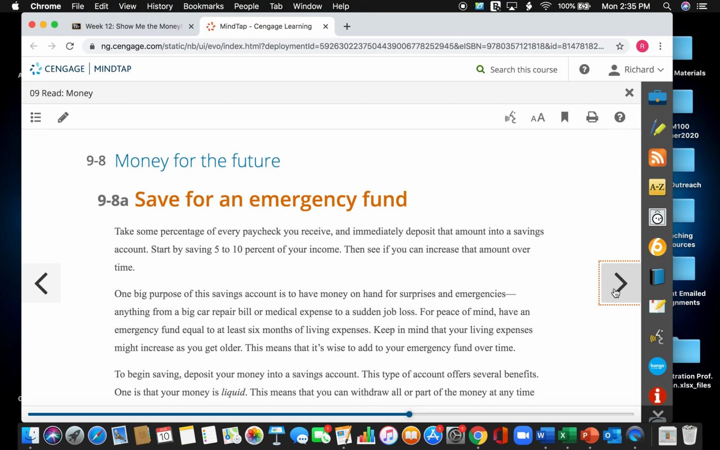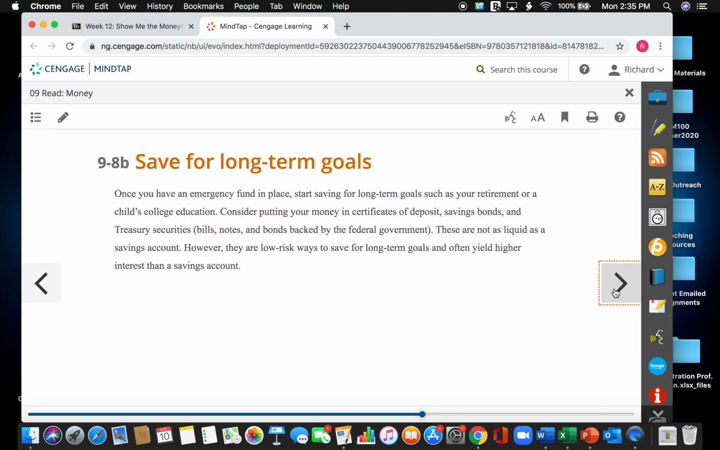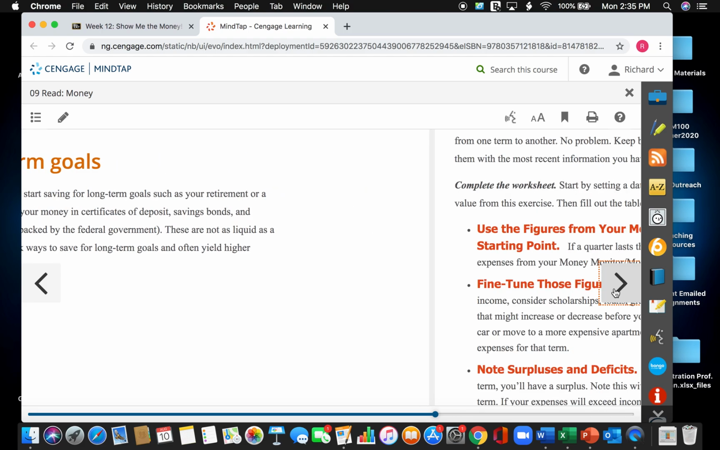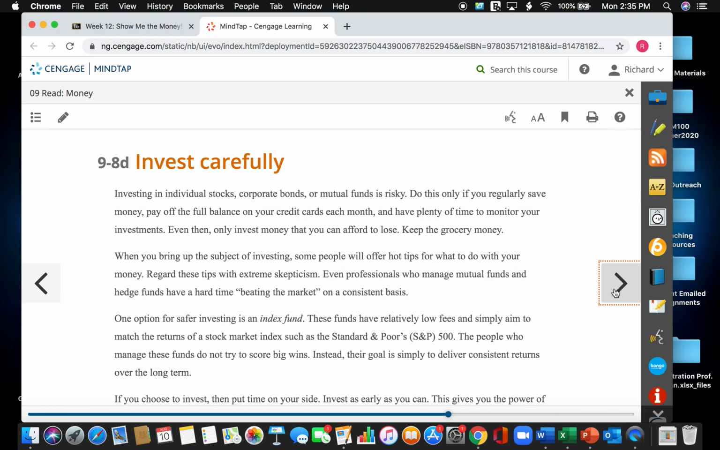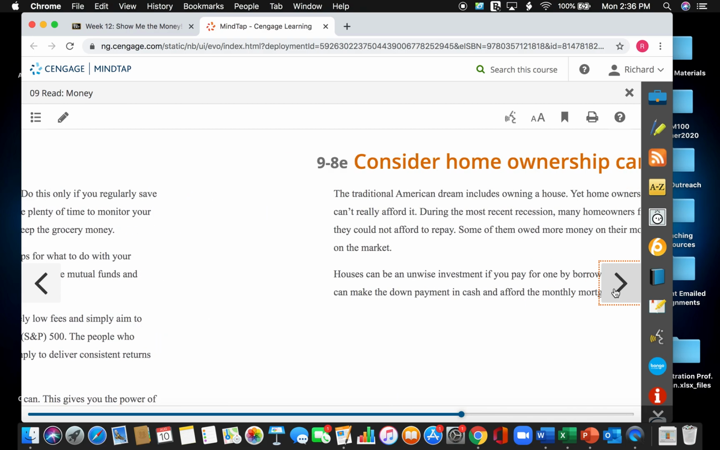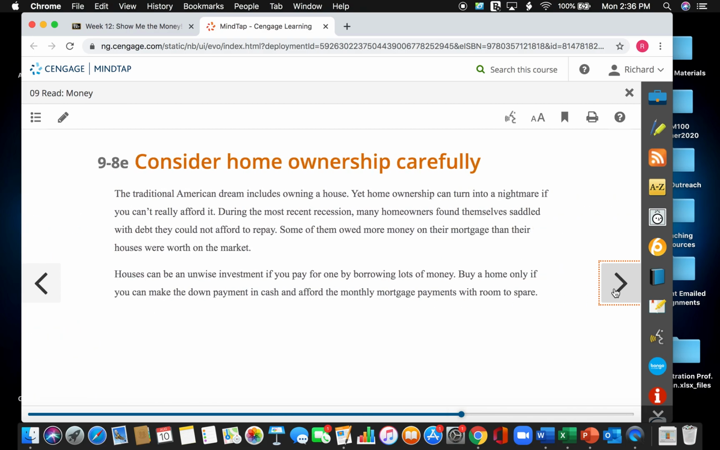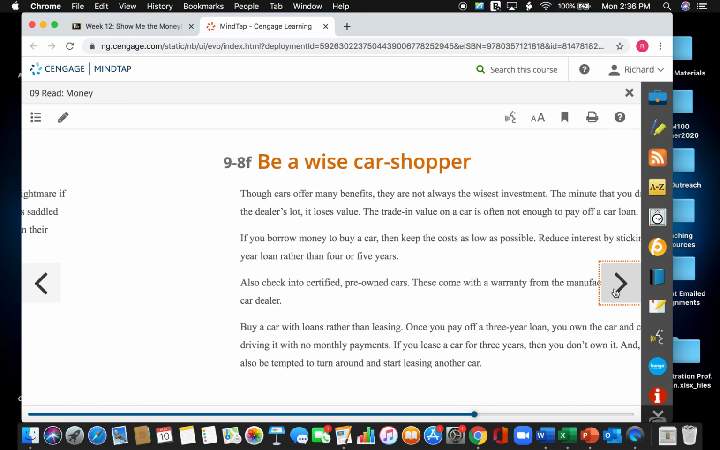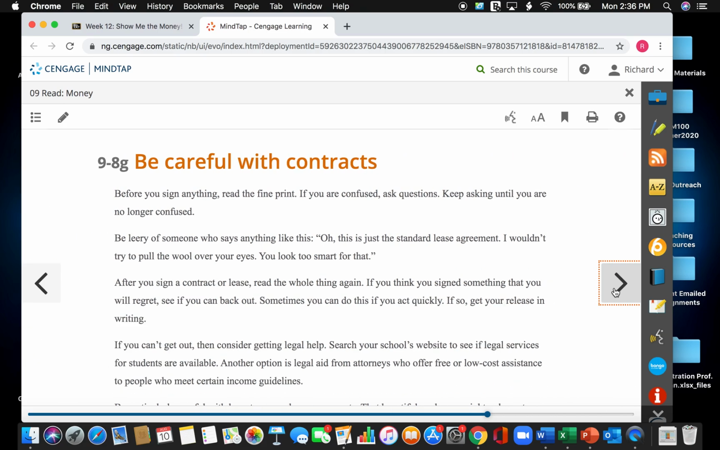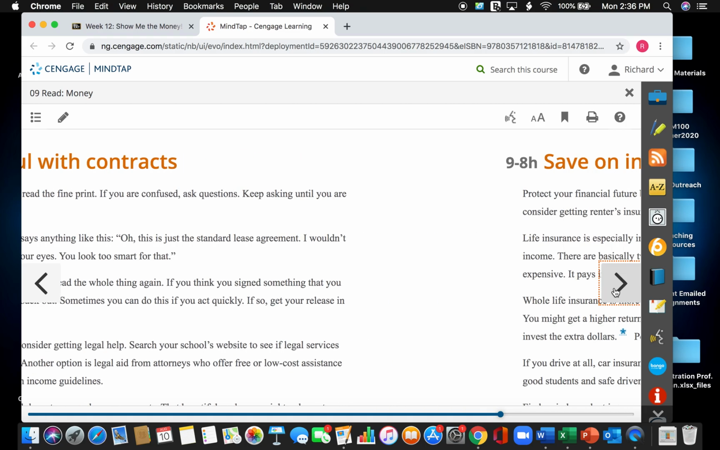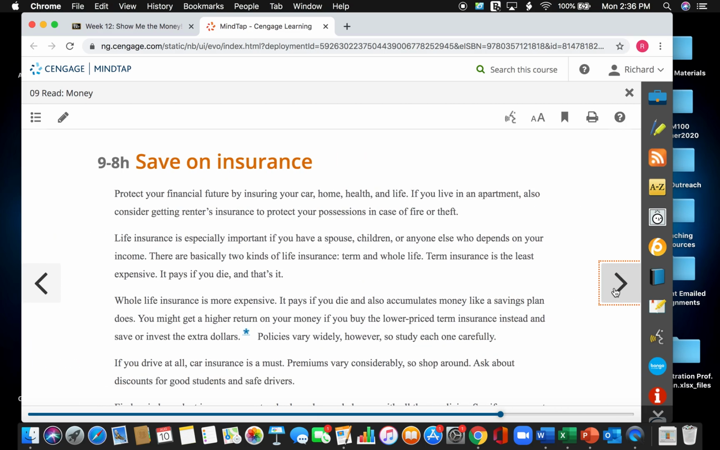So, money for the future. Save for an emergency fund. Save for long-term goals. Save for the last decades of your life. Invest carefully. Consider home ownership carefully. Be a wise car shopper. Be careful with contracts. Save on insurance.